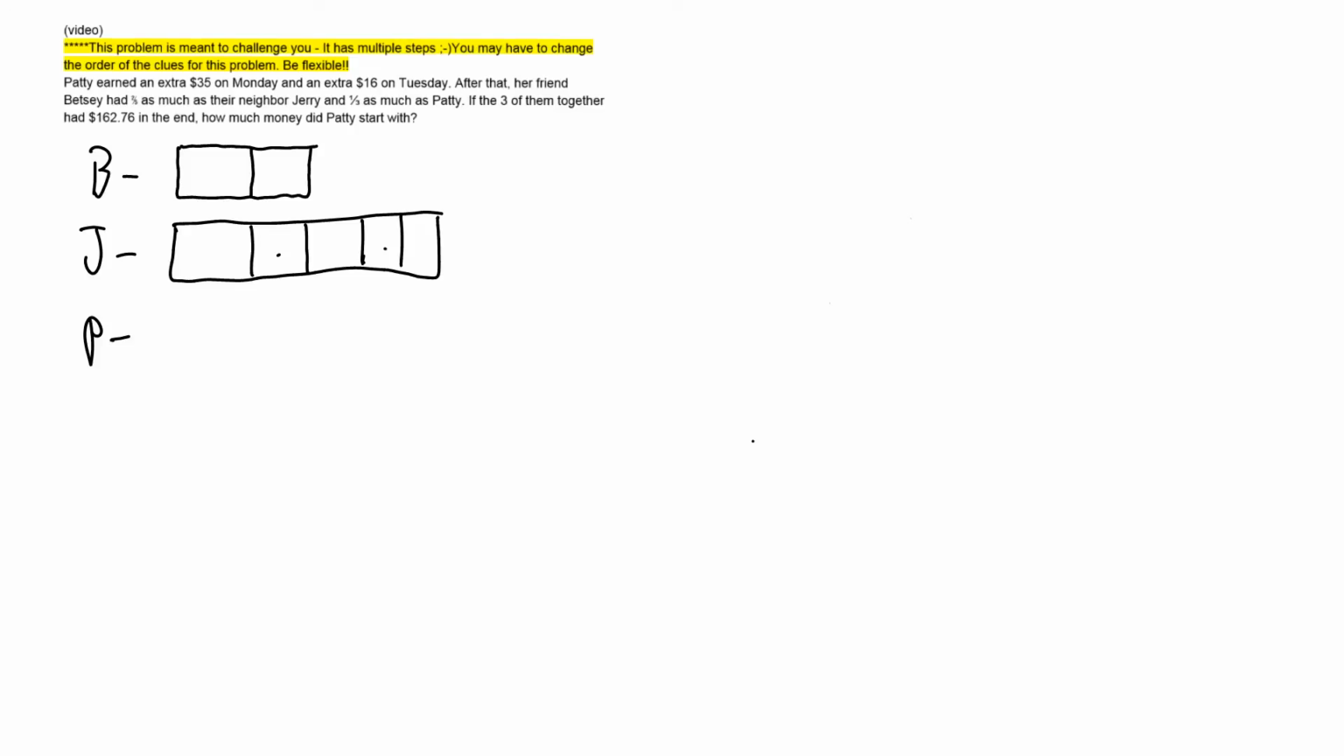Now, Betsy has 2/5 of what Jerry has, 5/5, and 1/3 as much as Patty. Okay, so that's pretty much saying that Betsy's 2/5 are equal to Patty's 1/3. Well, let's see. If that is Betsy's 2 units, then 2 of her units are equal to 1 out of 3 of Patty's.